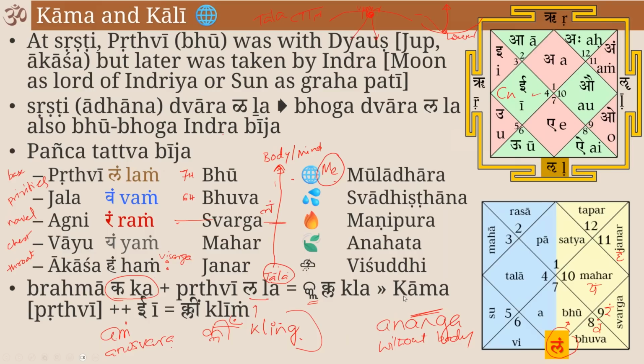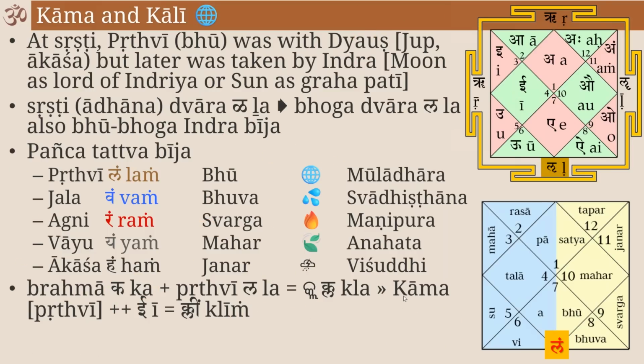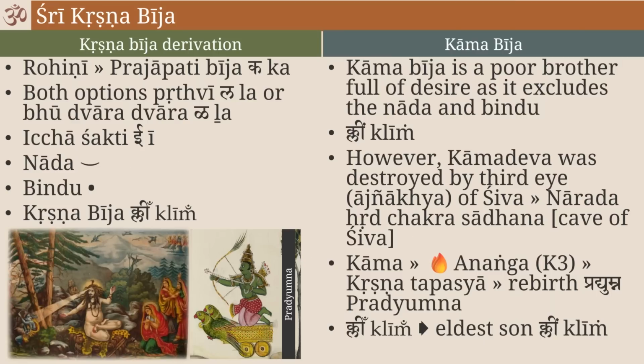Okay, now having learned this, we now go to the next part. Sri Krishna Bija and Kama Bija. Now Krishna Bija's derivation. Rohini is Prajapati, and Prajapati Bijakshara is Ka. Prajapati means the creator of Manushya or the creator of Jivatma. The creator of the Jivatma is the Prajapati, and the sound with which he is creating us is Ka Bija.